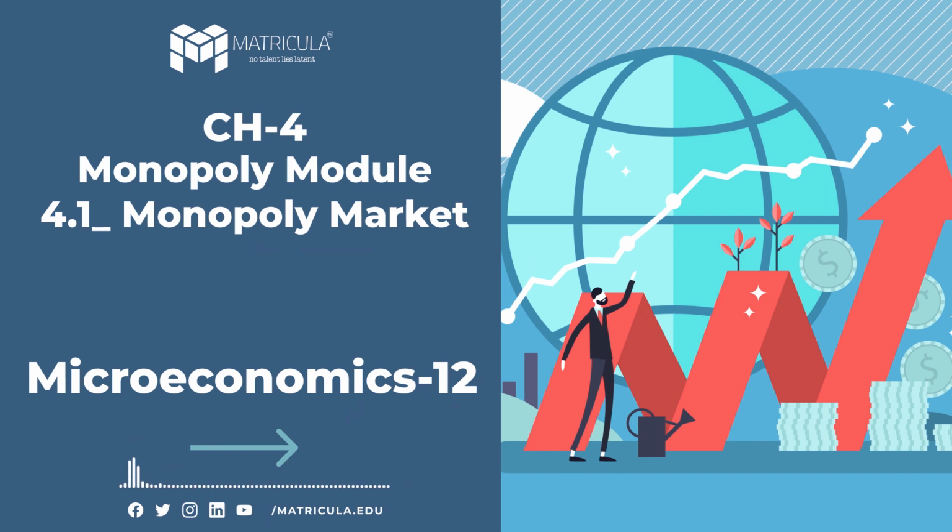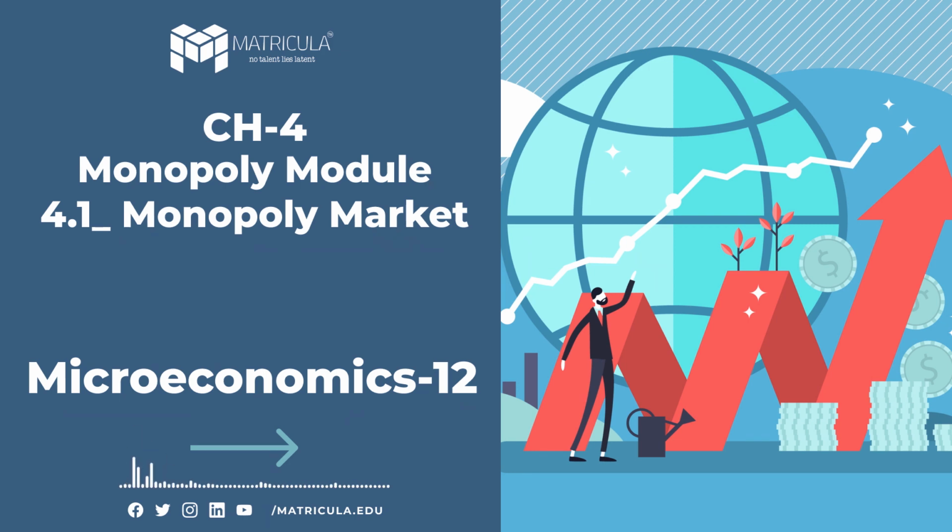Here we have a table with 10 rows and 5 columns. The first column represents price per unit in rupees. The second column represents quantity in units. The third column represents TR in rupees. The fourth column represents AR in rupees. The fifth column represents MR in rupees. Now, when the price is 9 and quantity is 0, TR will be 0. AR will be not defined. MR will also be not defined.